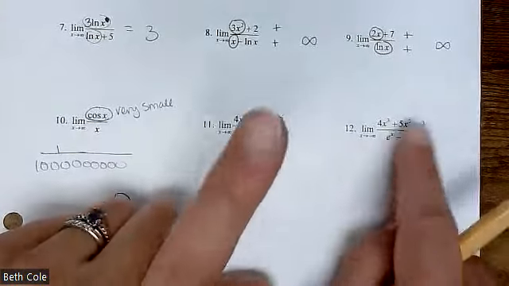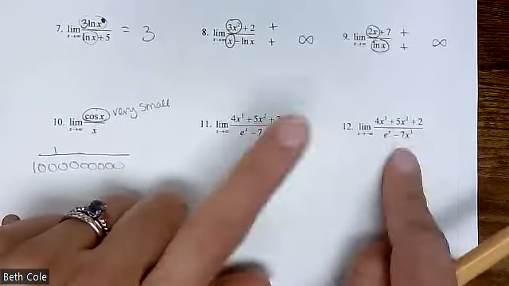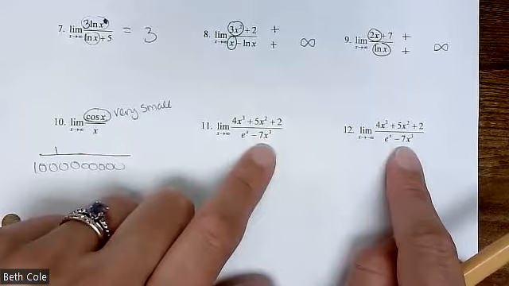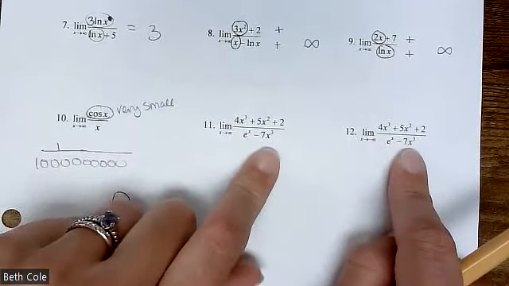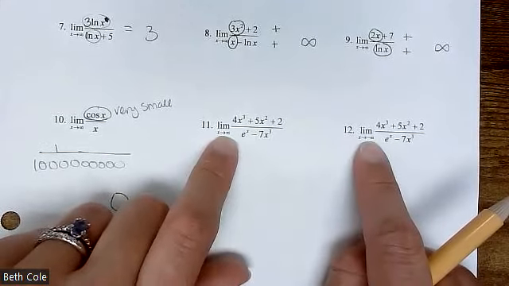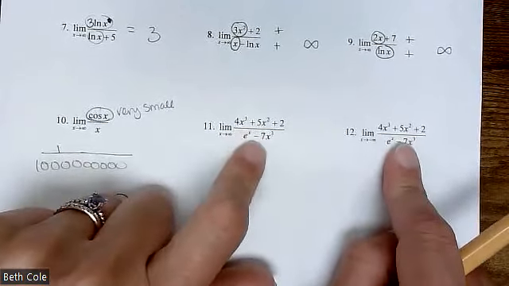Now, these last two, what do you notice about them? Because I did a compare and contrast here. Yeah, one's positive infinity and one's negative infinity, but they're both like the same problem.